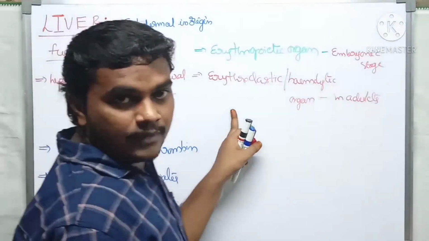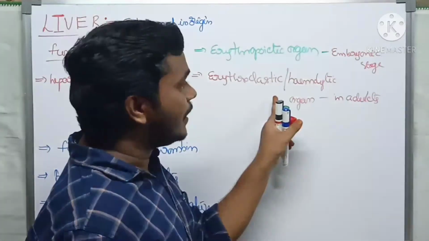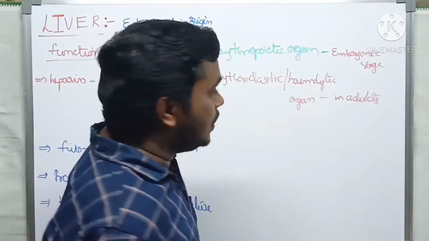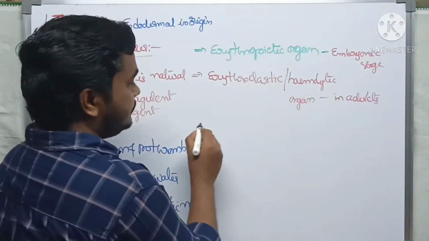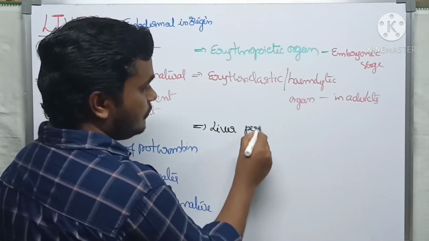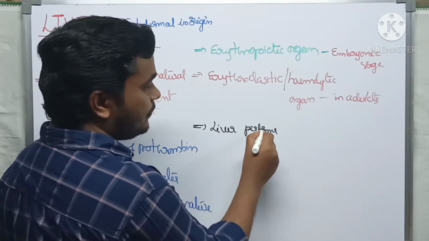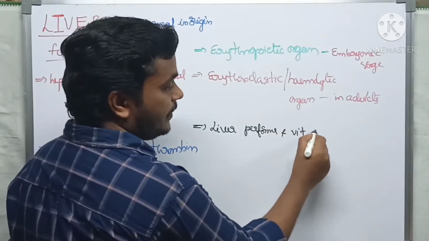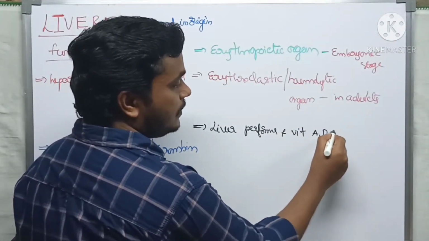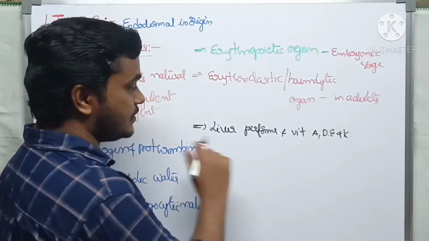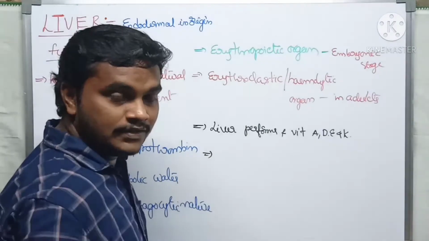Destruction of RBC takes place here. Erythroblastic organ in here. So the liver performs synthesis of vitamins A, D, E and K. So these are the vitamin synthesis and stores in the liver.